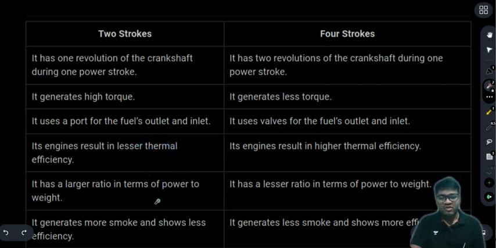Okay, but if we talk about the power ratio, that means power to weight ratio, then in this case it will be large. In case of a two-stroke engine, we'll be getting a large amount of power when we compare with weight, right? So if we take the same weight of a two-stroke engine and a four-stroke engine, then for the same weight, we'll be getting large power in case of your two-stroke engine.